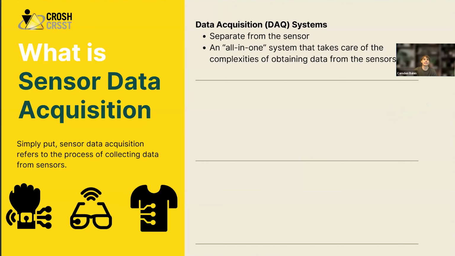An important tool used in sensor data acquisition are data acquisition, or DAQ, systems. These systems are separate from the sensors themselves, and they just provide an all-in-one system that takes care of most of the complexities of obtaining data from the sensors.